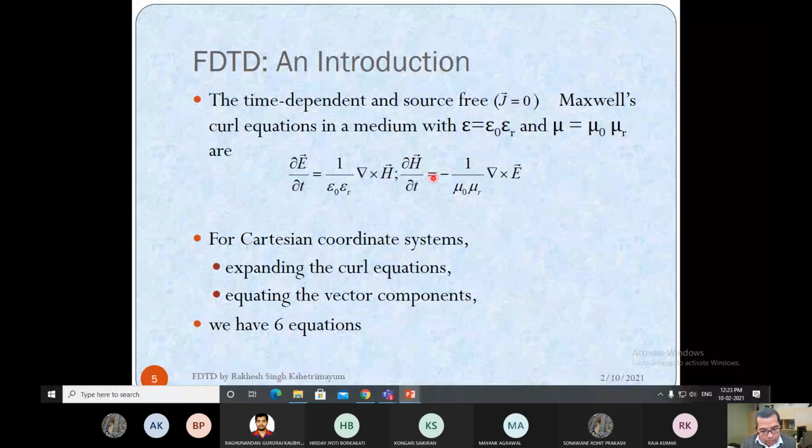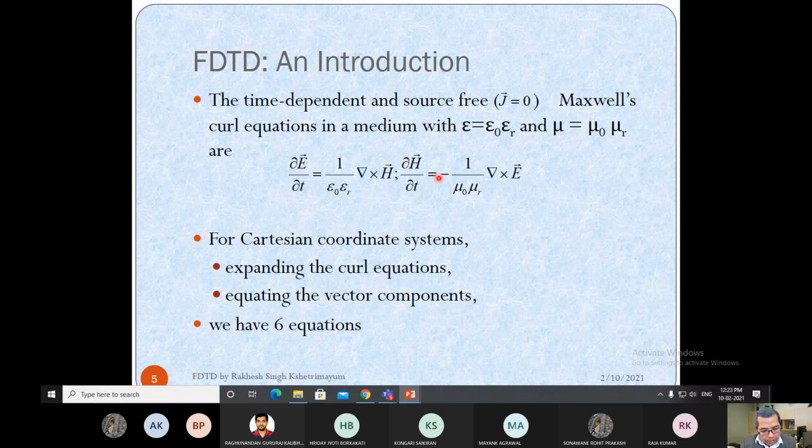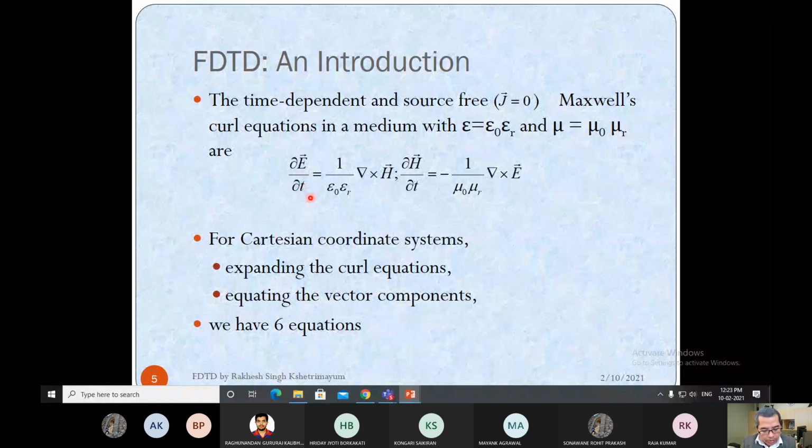Now, looking at this, it is a vector equation. The electric field will have 3 components and the magnetic field will have 3 components, so the total number of equations will be 6. But solving 6 equations is very cumbersome, so we'll start with a simplification first. So what are the 6 equations?